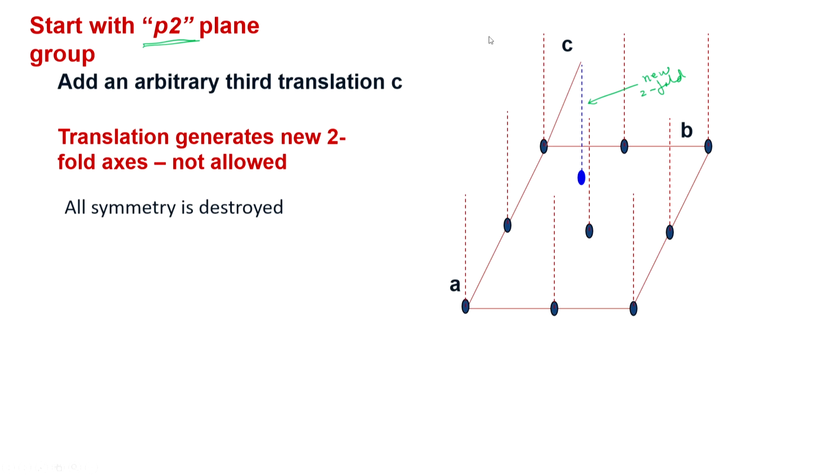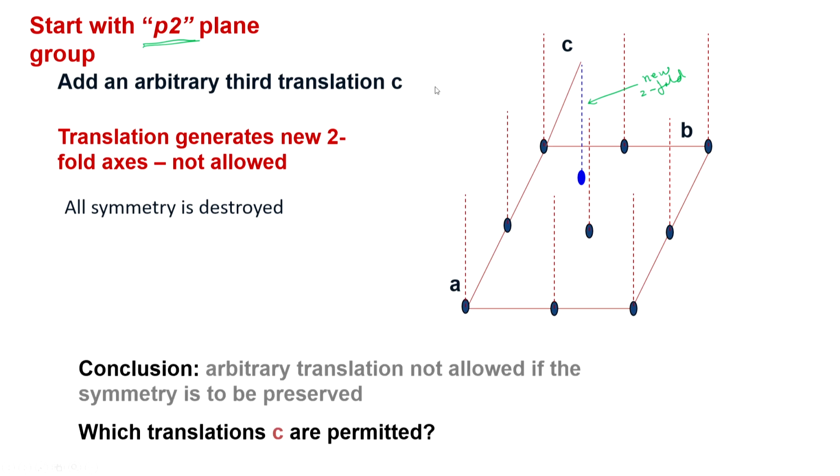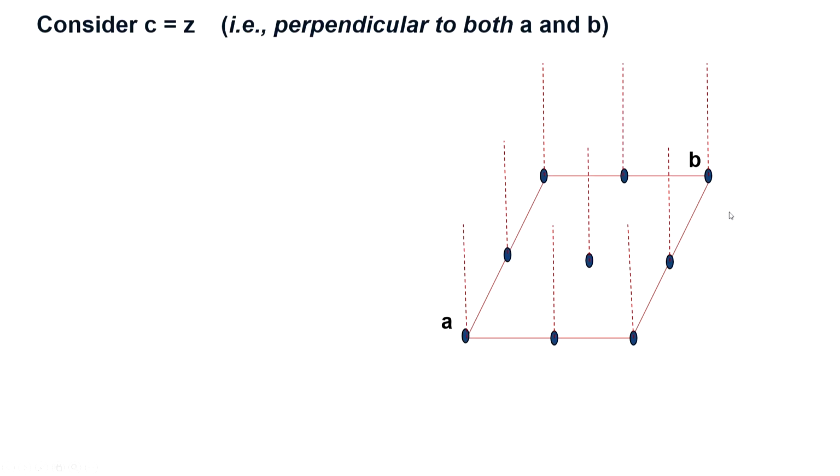So, this brings us to an important principle that when I add a third translation, it must not create any new symmetries, it should preserve the symmetry that we started with. So, this translation is not allowed. So, which translations C are permitted? That is the question that we need to answer next, that which of the translations will make sure that no new symmetry elements are created. Let us look at it.